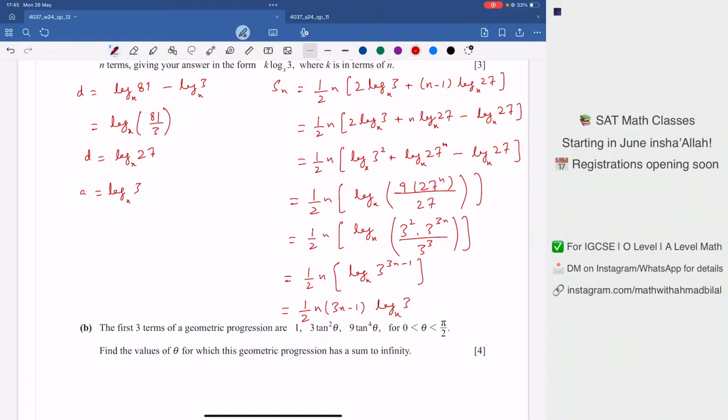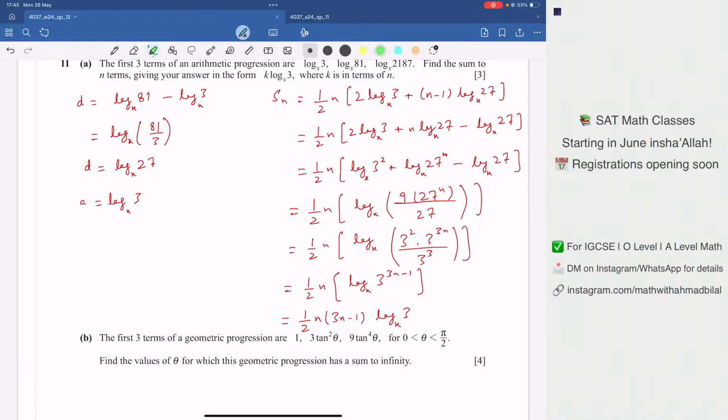Okay, so I made it slightly longer by splitting these two terms. It would be a bit more efficient if you take this to the power right away here. You could skip a couple of these steps that way. Okay, all right, let's move on.